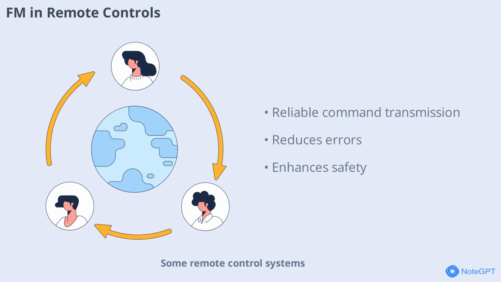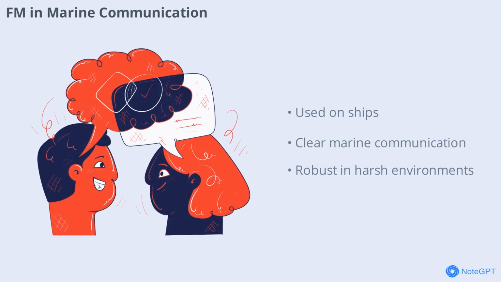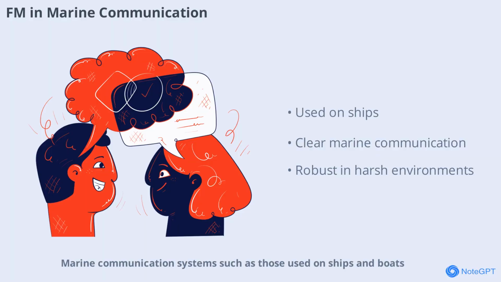Some remote control systems, especially those used for industrial equipment and model vehicles, use FM for reliable command transmission. FM's resistance to interference ensures that control signals are received accurately, reducing the risk of errors and enhancing safety in operation.